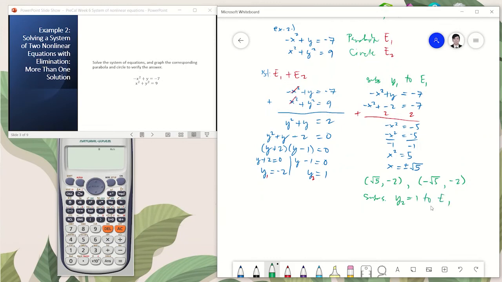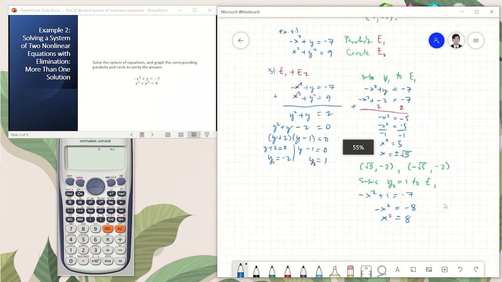So we just have to substitute it similar to what we did here previously. So negative x squared plus 1 is equal to negative 7. We need to add a negative 1 on both sides. So that will turn out to be negative 8 in here, because negative 7 plus negative 1 is negative 8. Then divide both sides by negative 1, or multiply both sides with negative 1. You will get an 8.